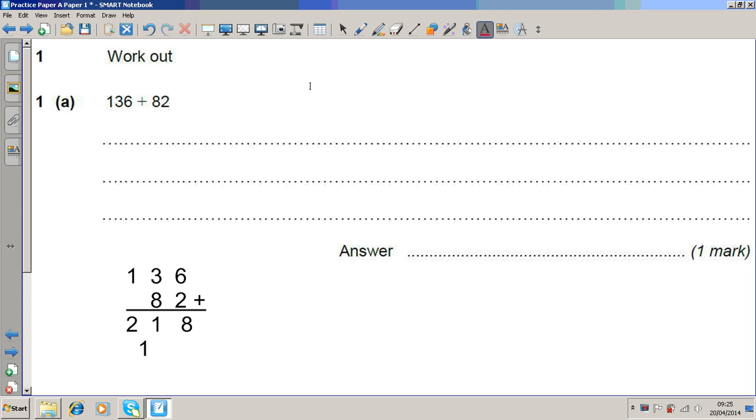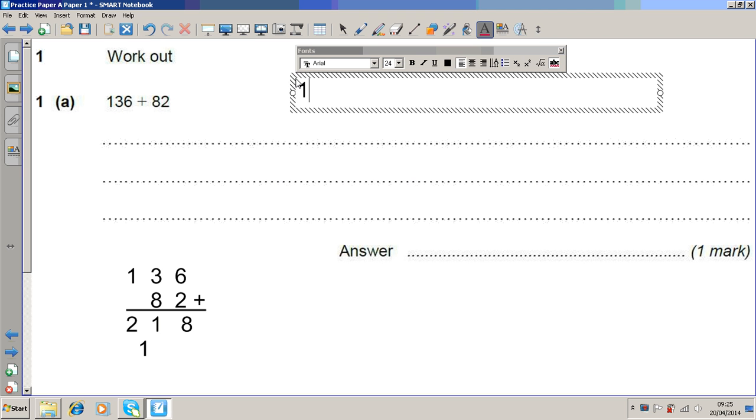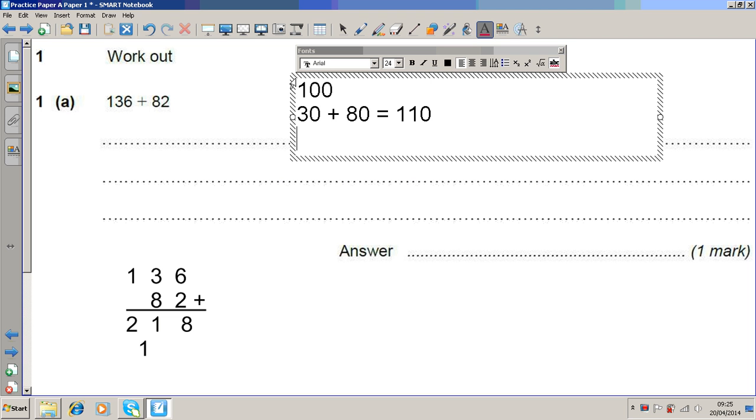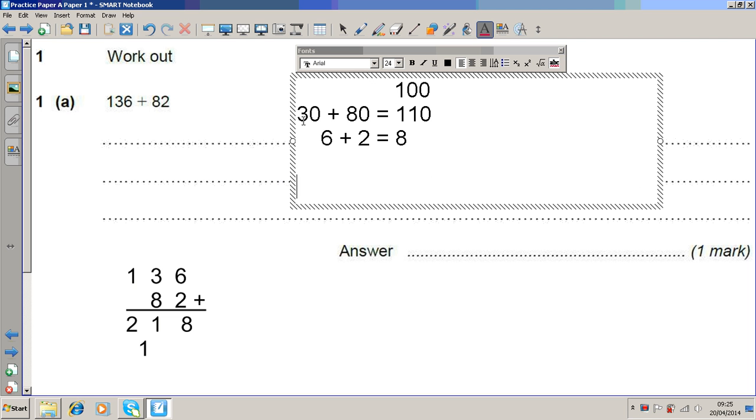Now I wouldn't do it like that, I would do 136 add 82, so I'd look at the hundreds, tens and units. So hundreds we've got 100, the tens I've got 30 add 80, which is 110, and the units I've got 6 add 2, which is 8. So now I've just got to add them together to get my answer. 100 add 110 is 210, add 8 is 218.